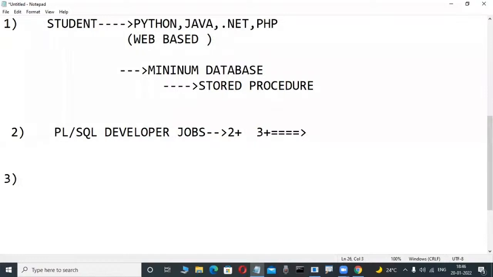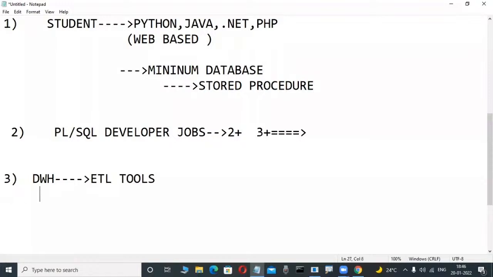Another type of persons: nowadays many people do not have very good coding knowledge, maybe non-technical persons, who want to move into software. In that case, one type of job is there: data warehousing technologies. In that there are ETL programmers and reporting programmers. ETL stands for extraction, transformation, and loading, and ETL tools are there.